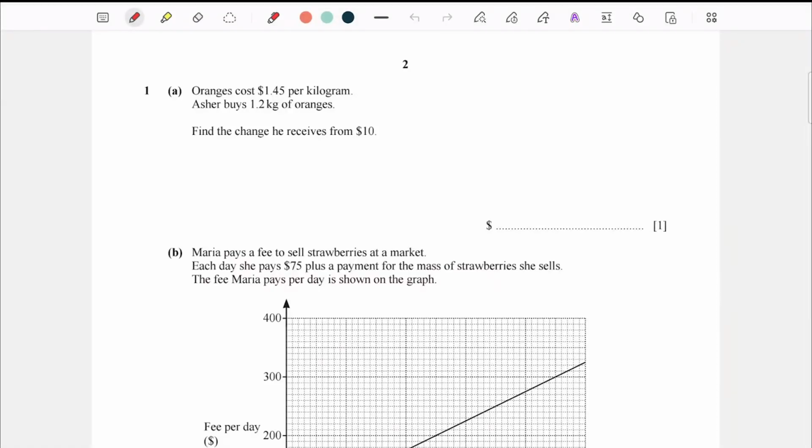May-June 2024, paper 2-2, question 1a. Oranges cost $1.45 per kilogram. Asher buys 1.2 kilogram of oranges. Find the change he receives from $10.